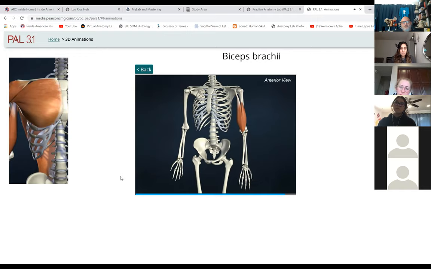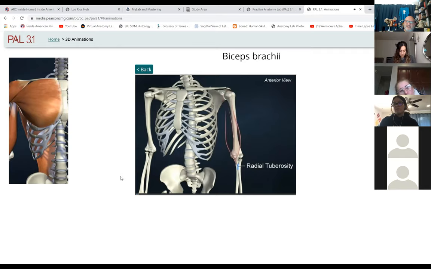So notice the amazing thing about this animation is it showed us the two origins for the two heads, it showed us the insertion, and it showed us the action. So if you look at your list for the biceps brachii, you see the three actions are flexing the shoulder, flexing the elbow, and supinating the hand. So it is a great tool to help you for this.